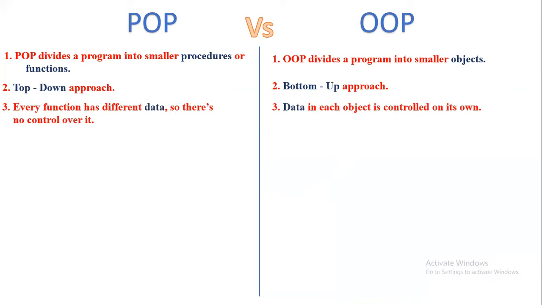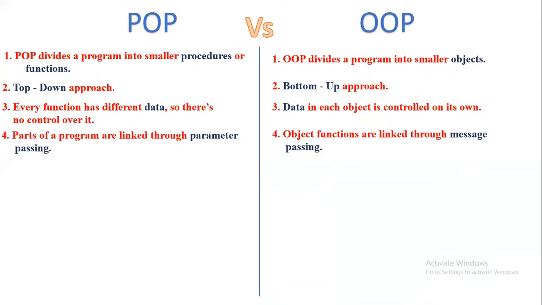In POP, as we saw in the previous slide, the function has its local data as well as global data. At that time, there is no control on that particular global data. But coming to object oriented programming, data in each object is controlled by its own functions. For example, we have an object, that object has data, and that data is operated on by functions. That data and function make one entity that is called an object. So outside that object or outside that class cannot access this particular data. So data hiding is there in object oriented programming.